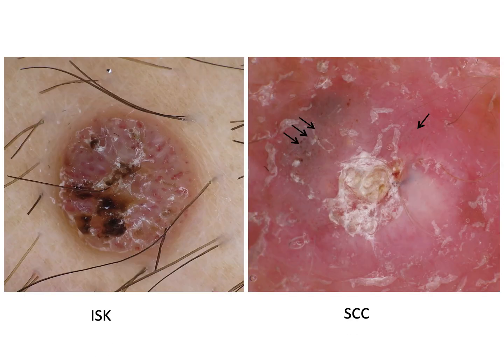And one last example: on the left we see multiple hairpin vessels surrounded by white halos in a diffuse regular distribution and diffuse scales, while on the right we see polymorphous vessels, among which some dotted vessels, a white structureless area, and central scales, and these are reasons for excision because the right lesion was an SCC.